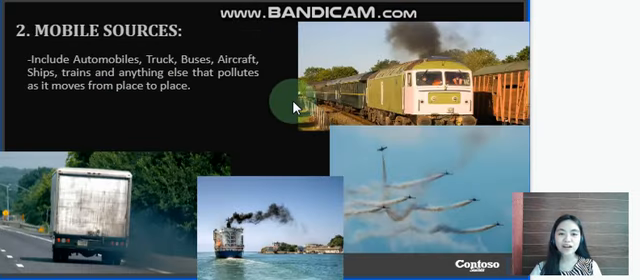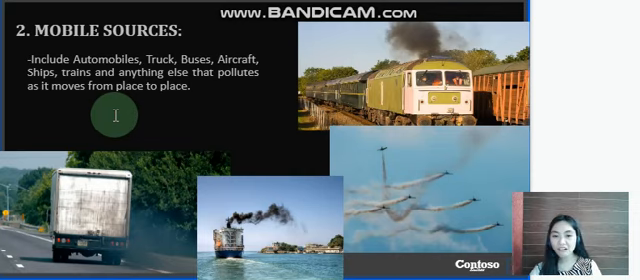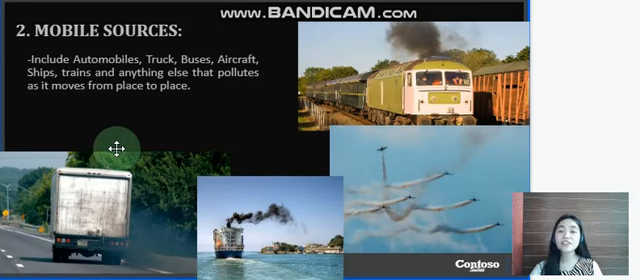Next, we also have the so-called mobile sources. Mobile, meaning to say, nagmo-move. So, it includes automobiles, trucks. Kita niyo yung mga truck natin, di ba? Buses, aircraft, ships, trains, and anything else that pollutes as it moves from one place to another.